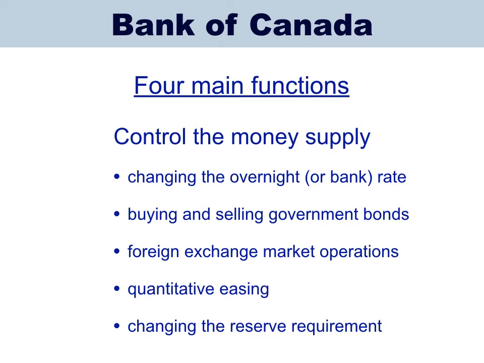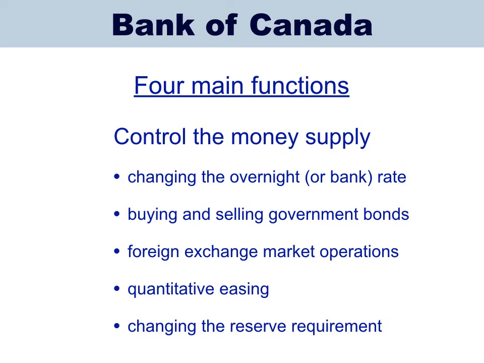The Bank of Canada buys and sells bonds. So when they buy a bond, that increases the money supply, and when they sell a bond, that decreases the money supply. Same thing with foreign exchange. When the central bank buys foreign currency, i.e. yen, pounds, rupees, rubles, the Canadian money supply goes up. And when they sell foreign currency, then the Canadian money supply goes down.